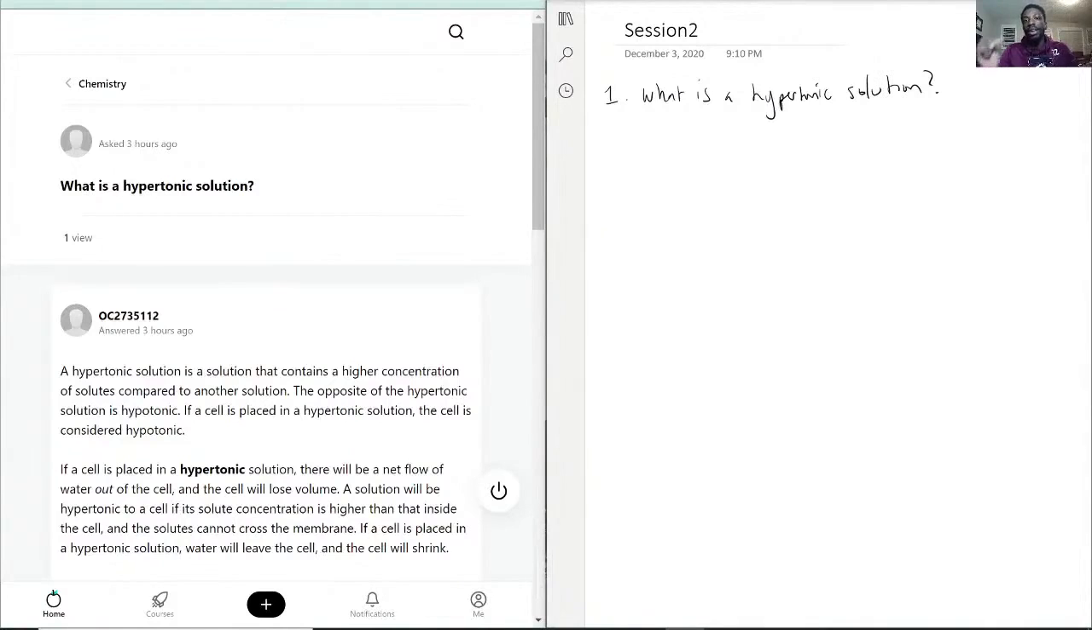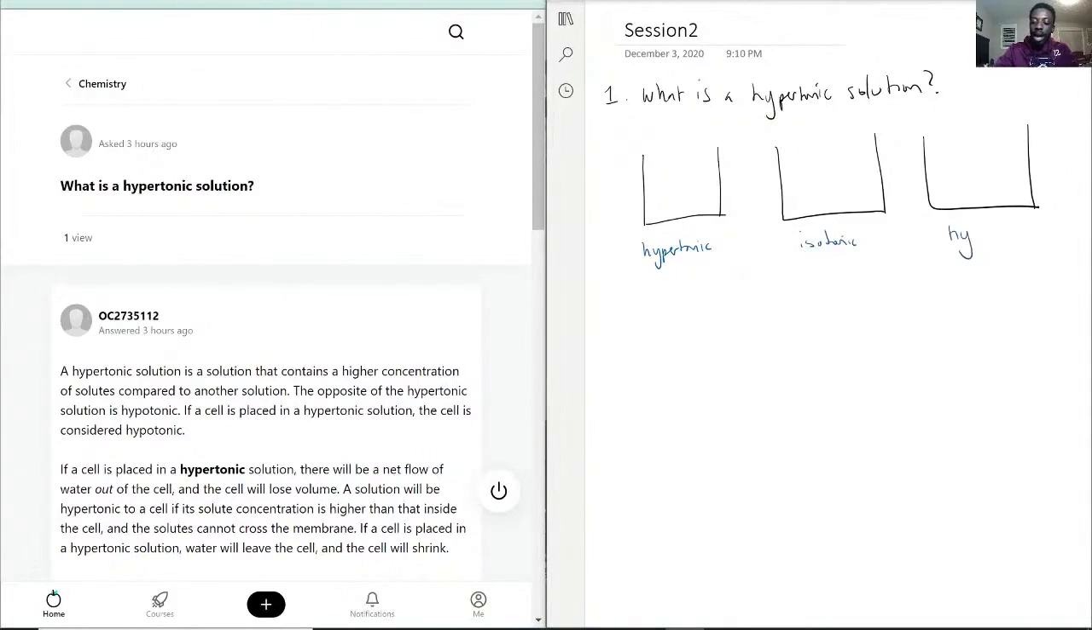We'll actually do that by comparing three states: hypertonic, isotonic, and hypotonic. So with that we need three glasses of water, or some solution. We're going to label this one hypertonic, we're going to make this one isotonic, and we're going to make this one hypotonic.